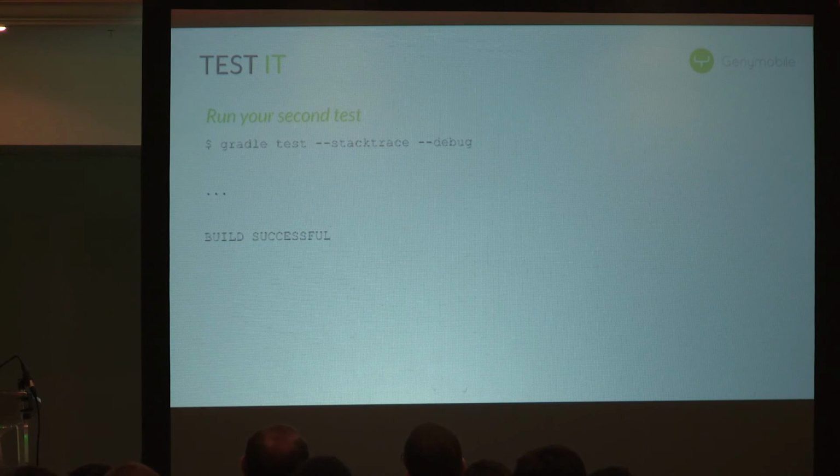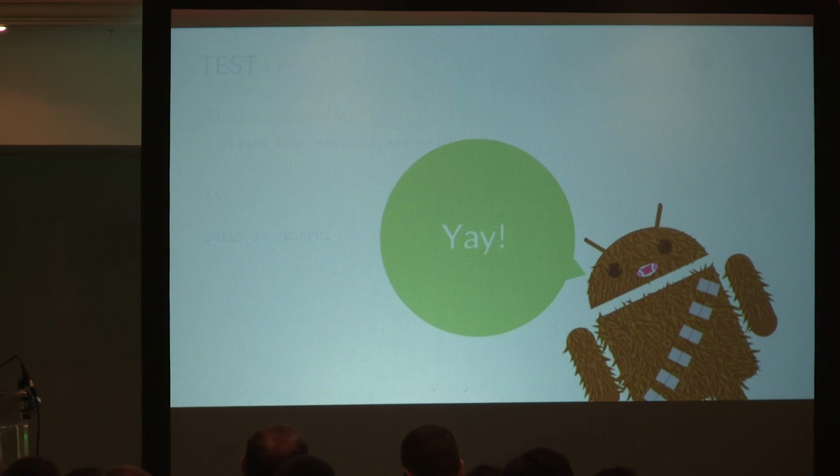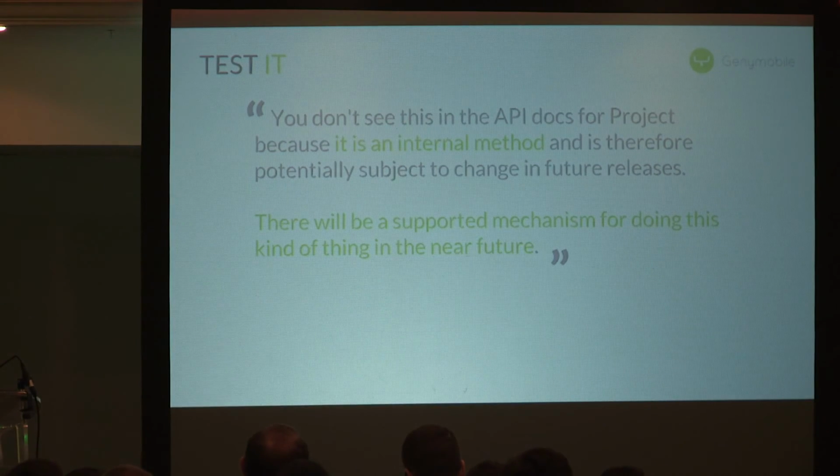Just a few stories, because you can imagine that I didn't find that magically. That would be very weird. Yeah, you can be happy after that. Here is the message I found that let me know that this method existed. A guy asking why this method is not accessible to everybody. And here is the answer to the guy. You don't see this in the API doc for project, because it is an internal method, and it's supposed to change, etc. There will be a supported mechanism for doing this kind of thing in the near future.